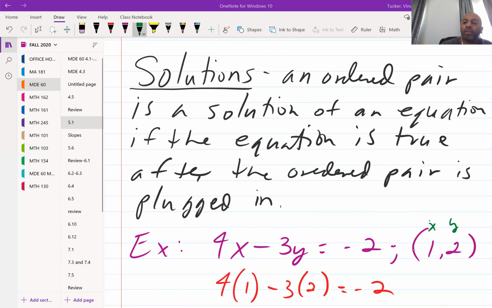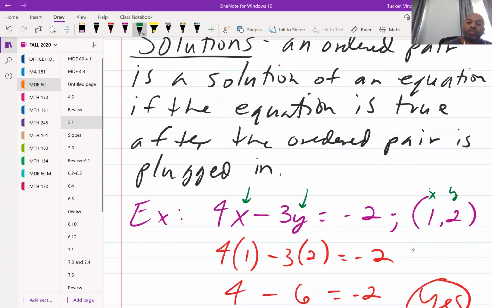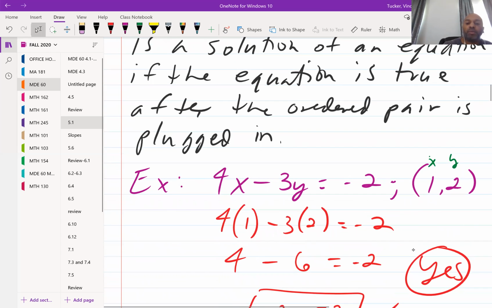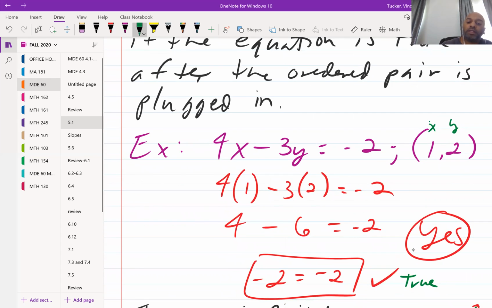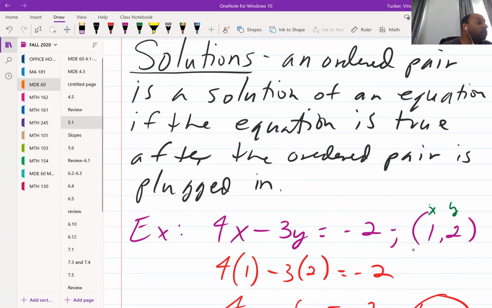All right, so you notice I already labeled our first one. Always know your first value in that ordered pair is X, the second value is Y. So we plug in 1 right here for X, 2 right here for Y. 4 times 1 is 4, 3 times 2 is 6. So 4 minus 6 is -2, so -2 is equal to -2, that's true. So that means, yes, it is a solution for this equation. In other words, if you were to graph this line, 1, 2 would be on that graph.